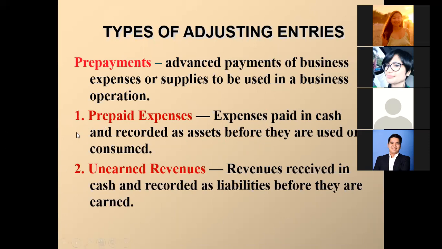How about on the part of Selena? Selena will recognize unearned revenue for the rent. Why? Because Selena received cash, but for her it is a liability, because Richard has not yet used the condominium. So as time goes by, on the part of Richard, he will recognize expense, correct? On his prepaid. On the part of Selena, as time goes by, she will recognize revenue.